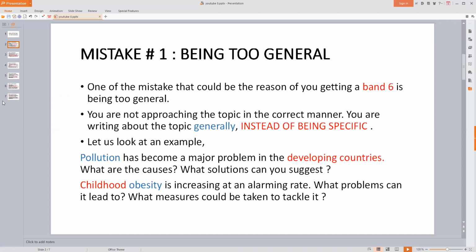And if you don't do that and you talk generally about obesity, that's wrong. And that's one of the very reasons that you're stuck on the band that you are, and you are not getting the 7. So please don't write generally. Target the question specifically. Look at the keywords. So in this example, the keyword was childhood, or children. Remember that, please.